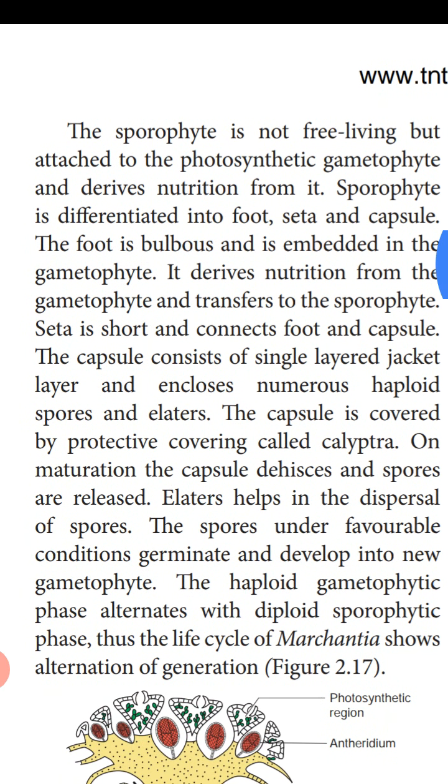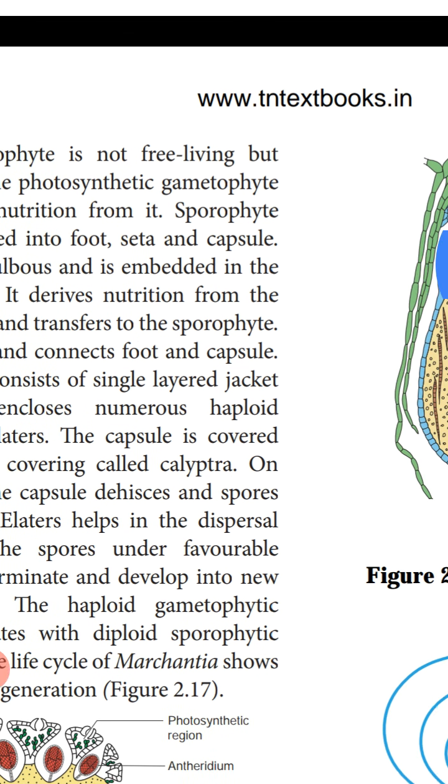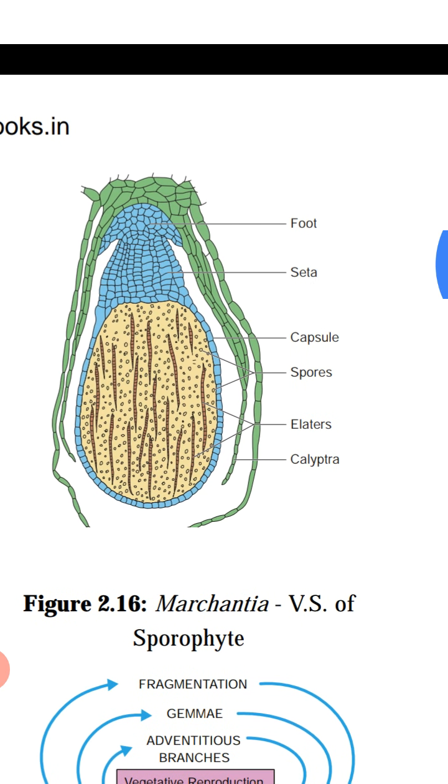Next, we have studied the sporophyte is not free living, but it is attached to the photosynthetic gametophyte. So here the sporophyte is completely dependent on this gametophyte, and it derives nutrition from the gametophyte. The sporophyte is differentiated, as we already studied, into three regions: foot, seta and capsule. You can see this in the diagram here.